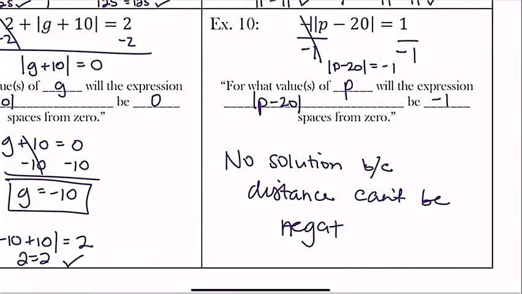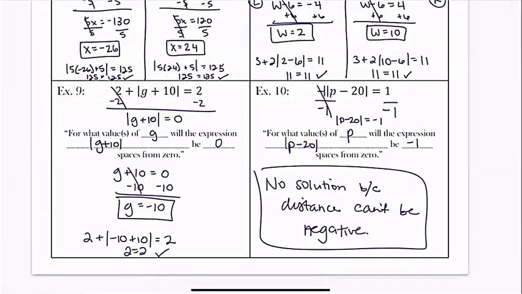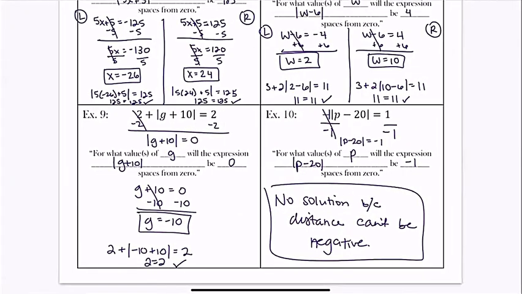Let me just write the word. It looks weird to have just the sign there. Okay. And there we go. So here's a good little example of two solutions, one solution, and no solutions. Good. And that's it. I hope this helped.